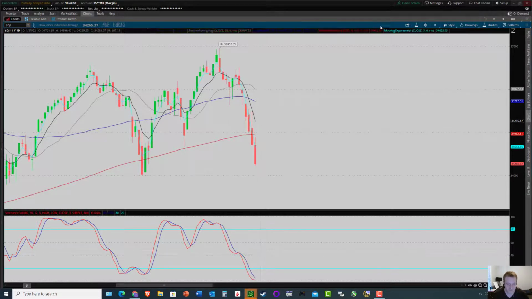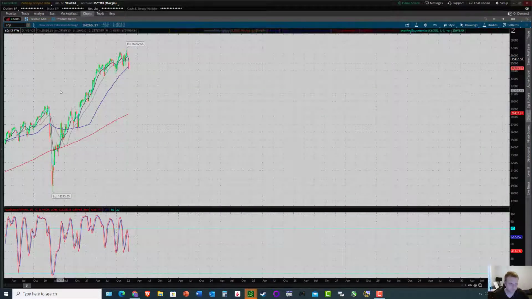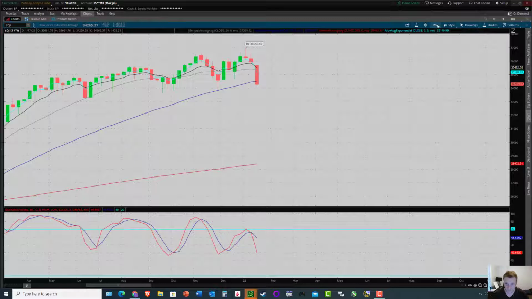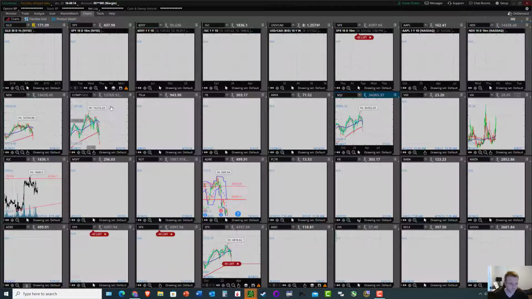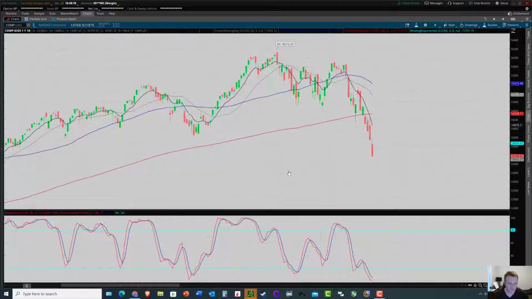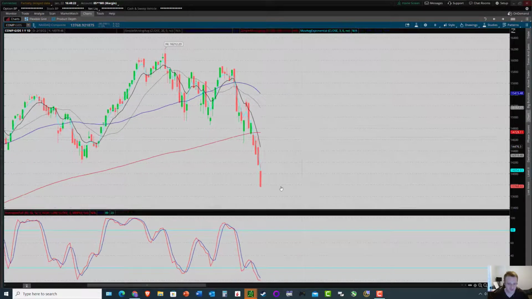We're oversold on the stochastic oscillator on the Dow. Weekly chart, we are also through the 50-week simple moving average on the Dow, so a little difference there between the S&P and the Dow. Okay, over to the Nasdaq Composite first. Nasdaq Composite, obviously weaker, well below the 200-day simple moving average.